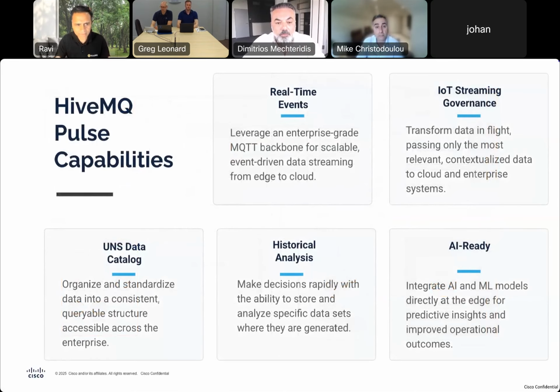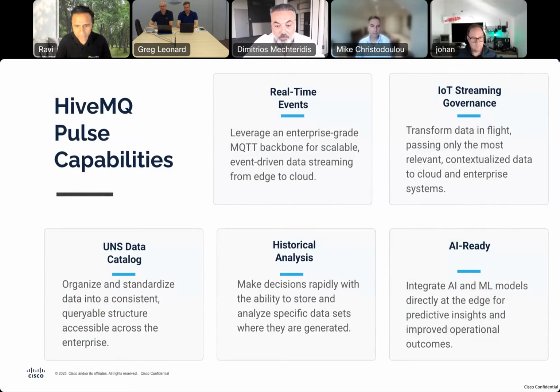And last but not least, here is a quick summary of some of the capabilities. We talked about some of them already, like cataloging, but Pulse brings in additional historical analysis. Pulse makes your data AI and ML ready, so that you can start building models both at the edge as well as in the cloud. It adds automatic IoT data streaming. And it also has a real-time event-driven architecture, which is basically the backbone of what we do. So this is how, from an OT data resilience perspective, HiveMQ is helping customers out. So back to you, Greg.